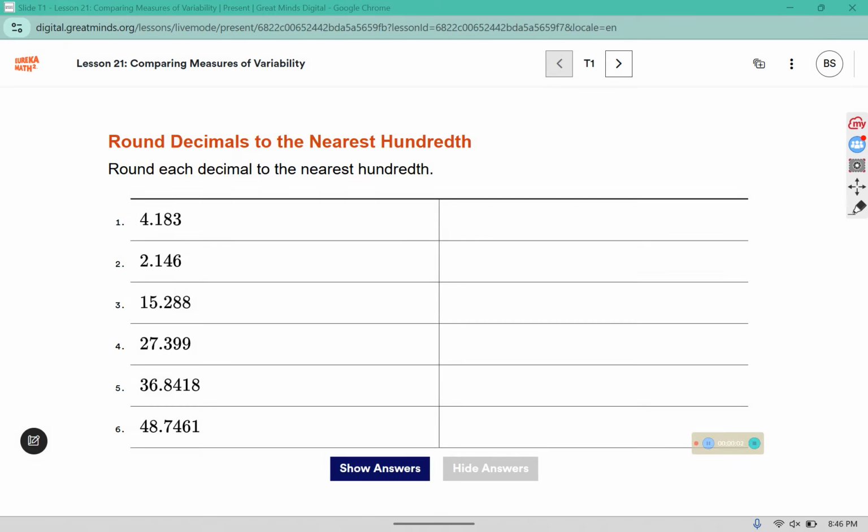Round each decimal to the nearest hundredth. Remember, that means to keep 2 decimal spots. So we look at the 3rd decimal spot here to tell us whether to round up or to keep the decimal as it was. If it is 5 or more, we raise the value. So here, since this 9 is more than 5, we need to change it from 39 to 0.40.